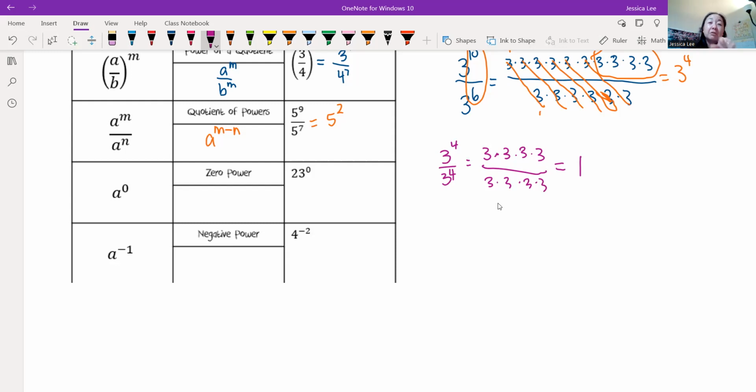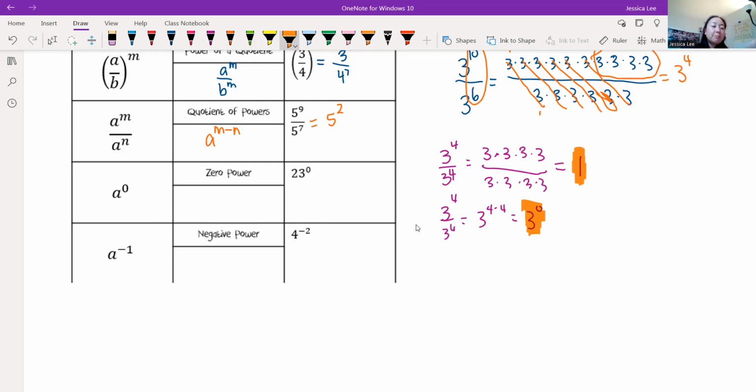But if you remember, we just learned the quotient of powers. What can we do with the m and the n? If the bases are the same, we can subtract them. So we also know that 3 to the 4th power over 3 to the 4th power is equal to 3 to the 4 minus 4, using that rule. And then it'd be 3 to the 0 power, which means, drum roll please, that 3 to the 0 power is equal to 1. We did it 2 different ways, and we found out that these are the same thing.